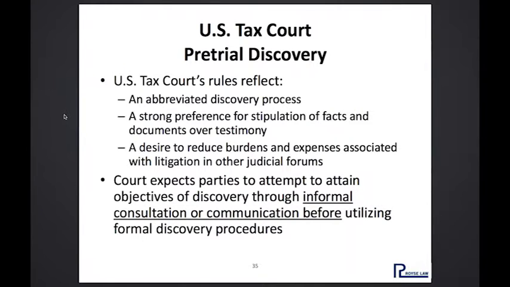So now say we're in U.S. tax court and it's with pretrial discovery. An important part of tax court is that the tax court rules reflect an abbreviated discovery process and a strong preference for stipulation of facts and documents, and a desire to reduce the burdens and expenses associated with litigation in other forums. So the tax court expects parties to engage in informal discovery prior to using any formal discovery procedures.